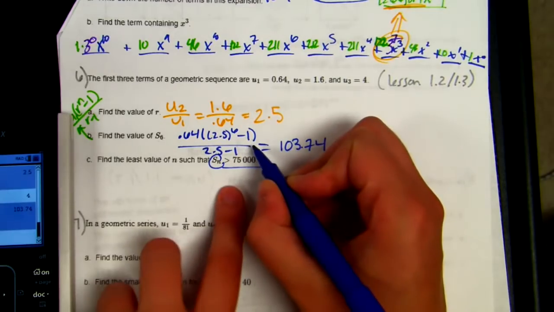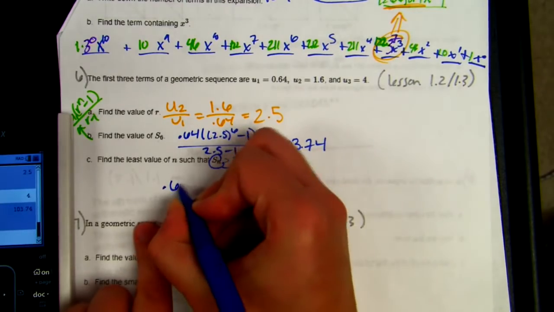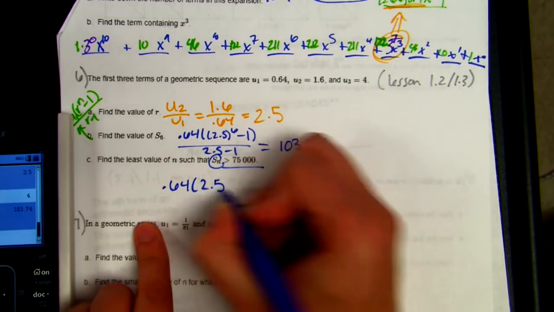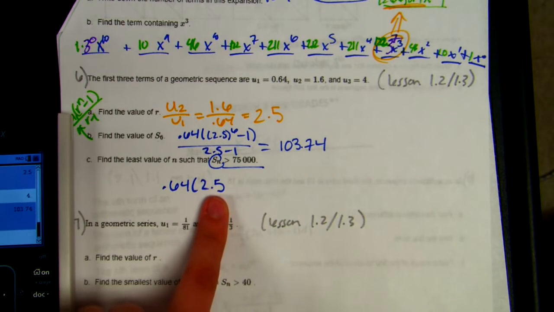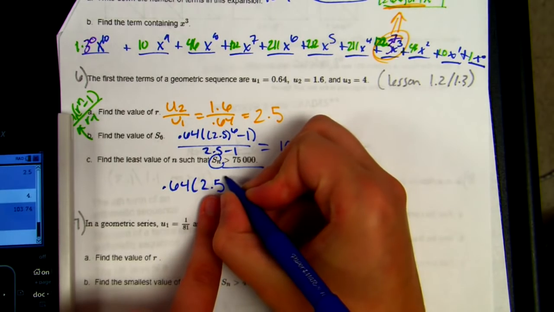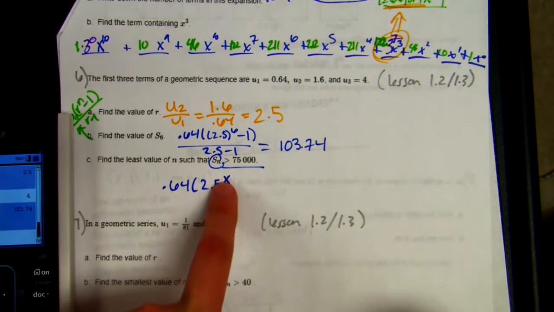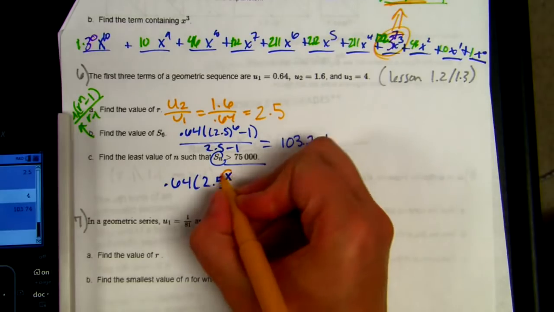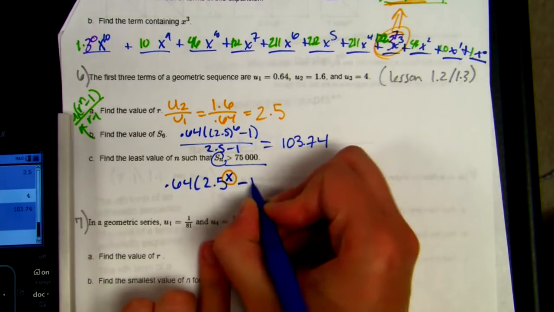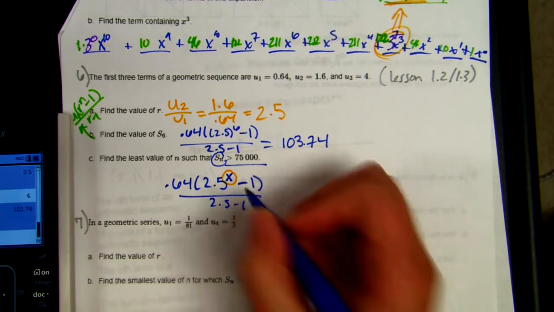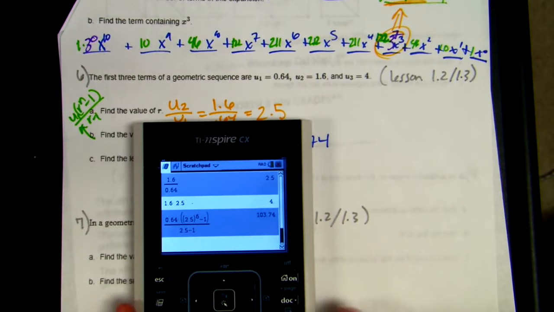So that means I'm using this formula right here. So I'm going to take 0.64 times 2.5 to the, am I going to take it to the 6th? No, because I don't know what the value of n is going to be. So I'm going to put that in as my x, remember? Because the calculator doesn't recognize n, but we want to keep that x flexible so that we can find the value of x such that the sum is greater than 75,000. Minus 1 over 2.5 minus 1. So I'm going to go over to my graph.